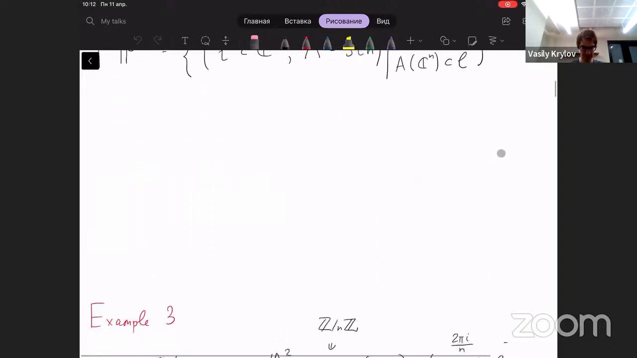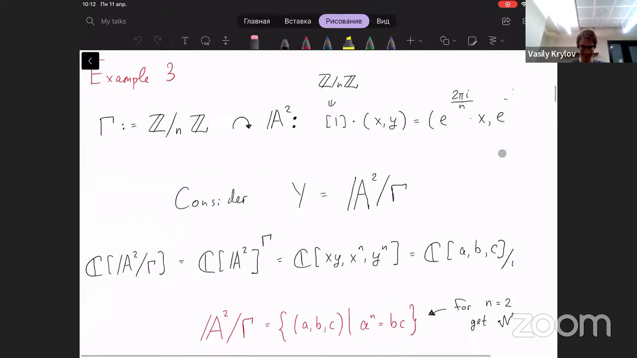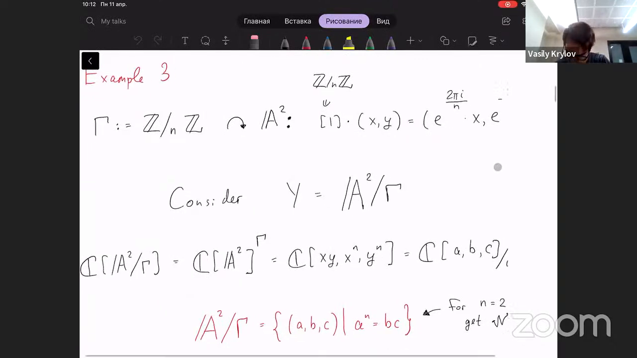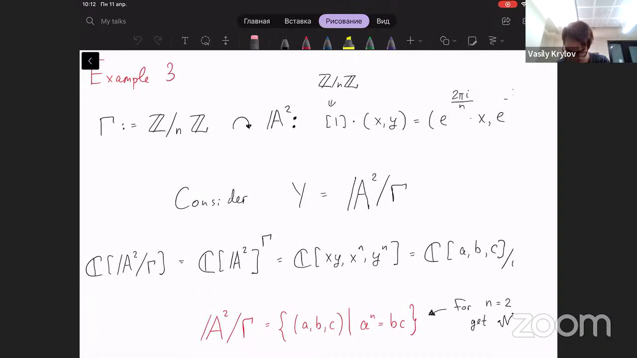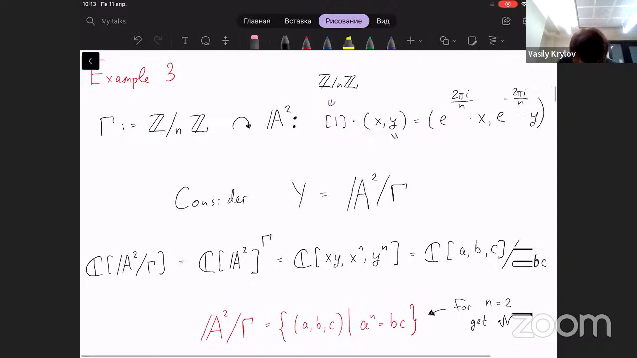Okay, let me then discuss example number 3, which is also rather simple. So this example is the following. Consider the group Z mod NZ acting on the two-dimensional affine space in the following way. The generator 1 of Z mod NZ acts on (x, y) by, let me write it again.